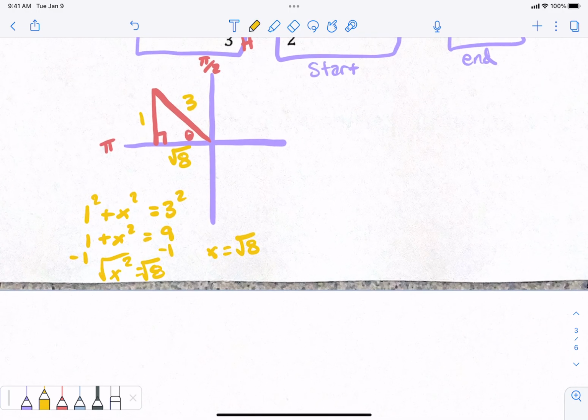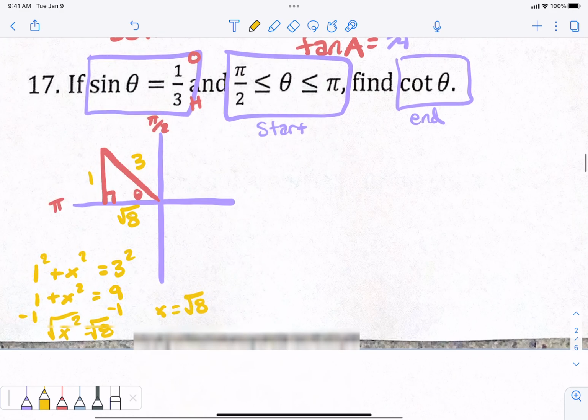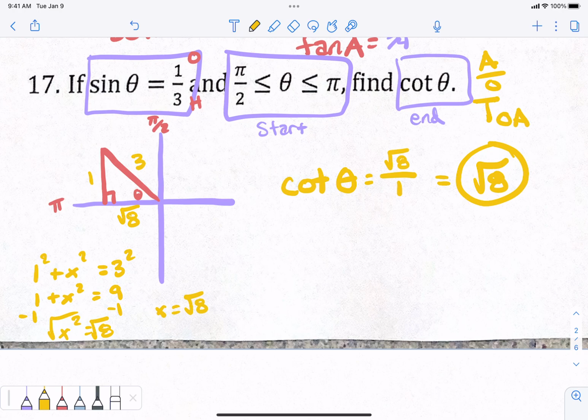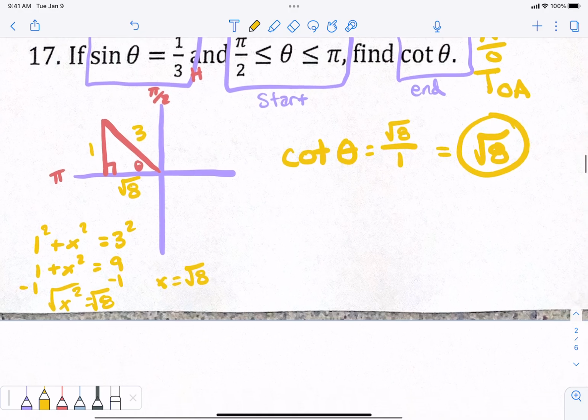Okay, am I going too fast? Are we okay? No, you're good. Now we're doing cotangent. That's what we're ending with. So we need cotangent of theta. Now tangent is TOA, the square root of 8 over 1. Cotangent is A over O, right? That make sense? If tangent is OA, then cotangent is AO. AO is going to be square root of 8 over 1, or just the square root of 8. You can leave it like that, right? Okay? Good?